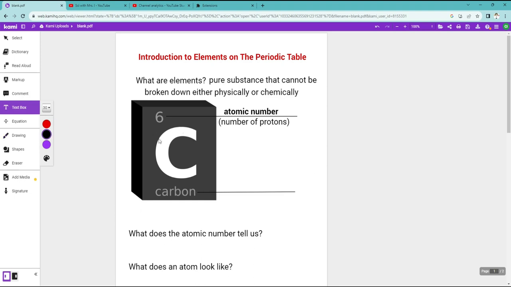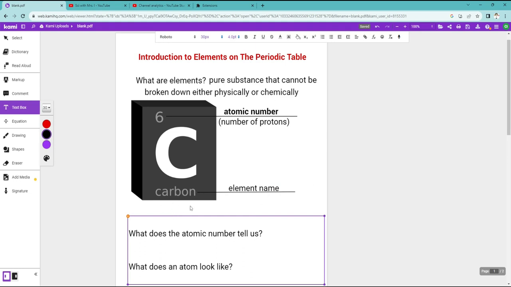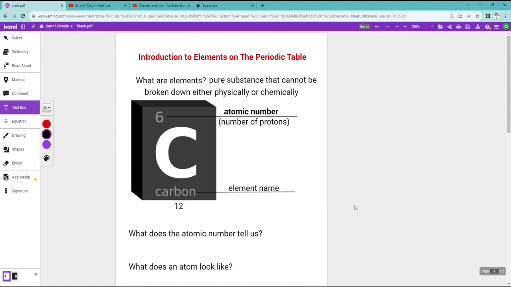Now, again, this letter C is going to be the chemical symbol for this element. And of course, this is the element name, carbon, here at the bottom. On your periodic table, you are often going to see a number below carbon. I don't remember exactly what that decimal is, but carbon has an approximate number of 12 here at the bottom. They're usually in decimal form because they're usually talking about the average atomic mass of that element.